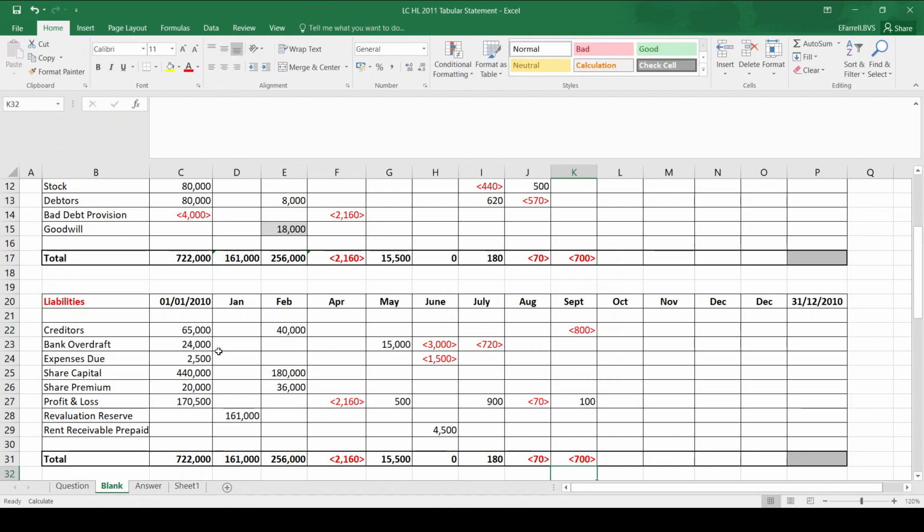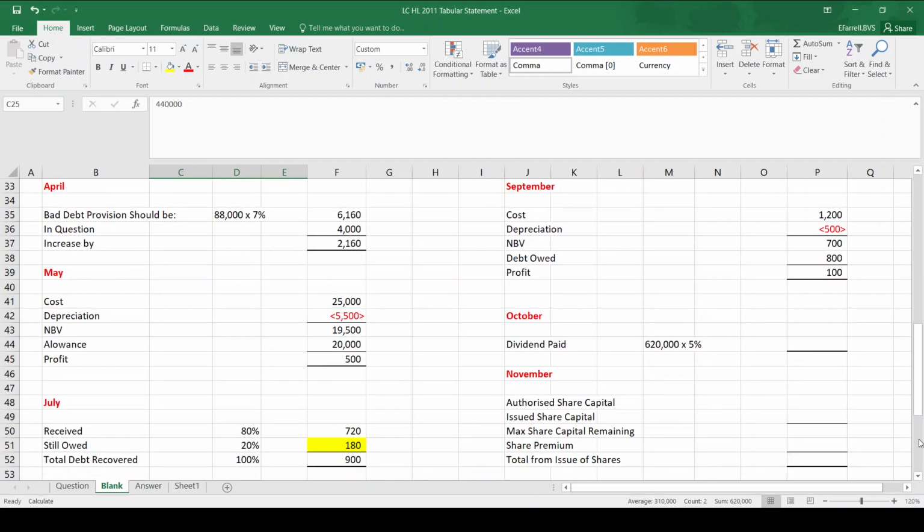So what is the share capital at the moment? The share capital, again, we're not just taking the share capital from the balance sheet, it's the most recent figure. So share capital is the 440 and the 180, which is 620,000. So again, just do a little working. So it's 620,000 by 5%. So that comes to 31,000.